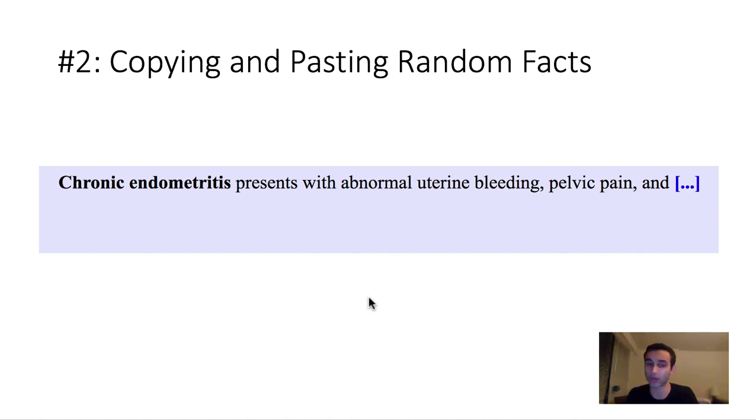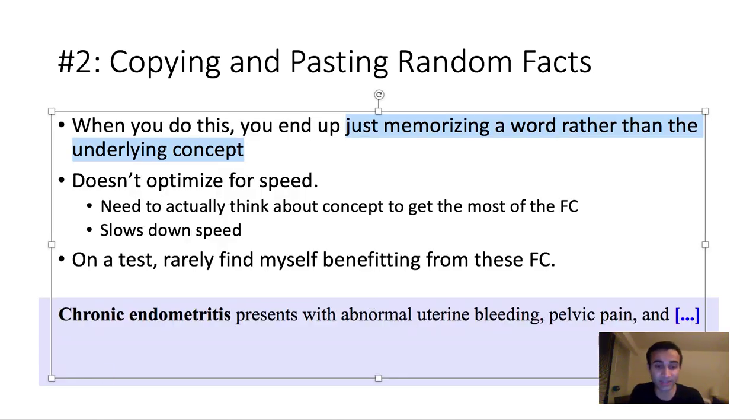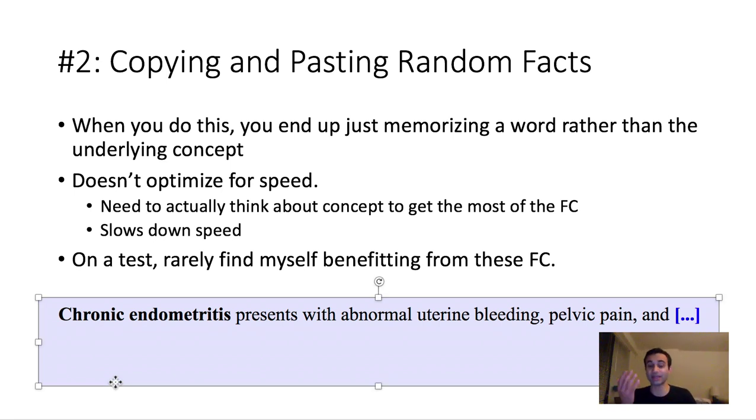And I actually know the answer here. So chronic endometritis, which is inflammation of the endometrium, leads to abnormal uterine bleeding, pelvic pain, and infertility. On a test, this flashcard means nothing to me. On a test, when chronic endometritis comes up, this flashcard won't mean that much because all I do with this flashcard is realize that chronic endometritis might lead to infertility. But because it's not in a question and answer format, it doesn't say what is one of the implications that chronic endometritis can have on long-term fertility. And the answer would be infertility. Because it's not in that question and answer format, I rarely find myself really benefiting from these factual cards.